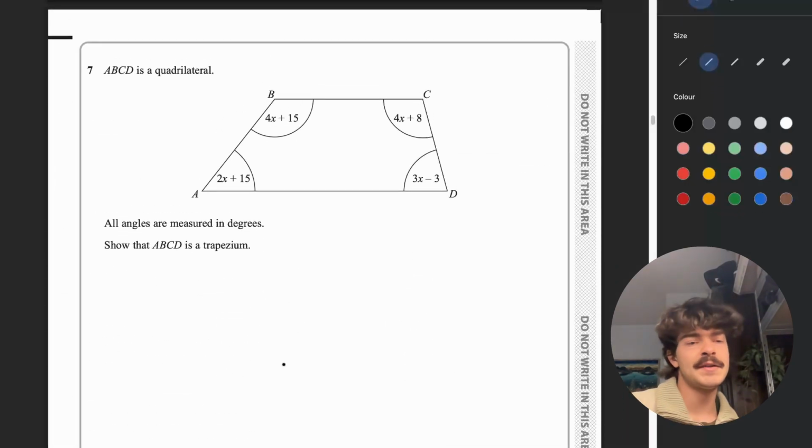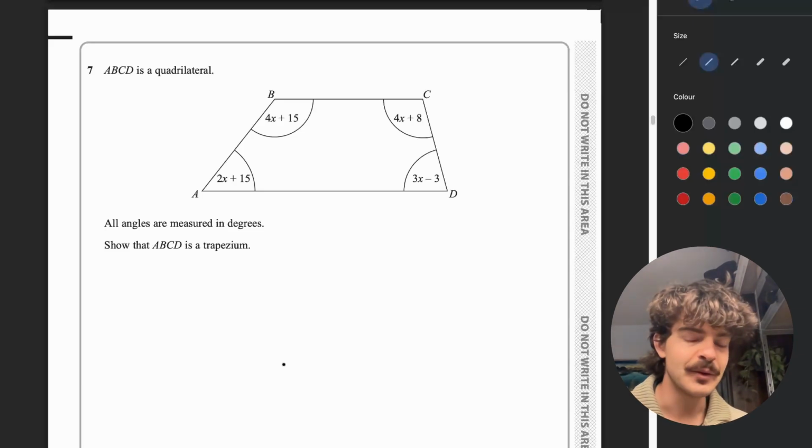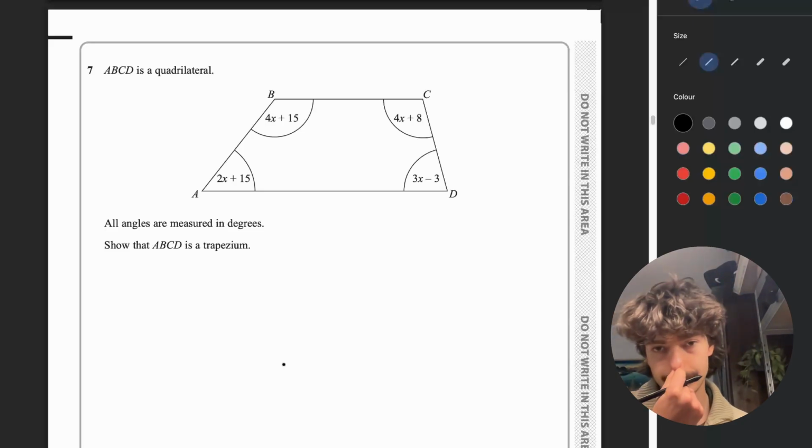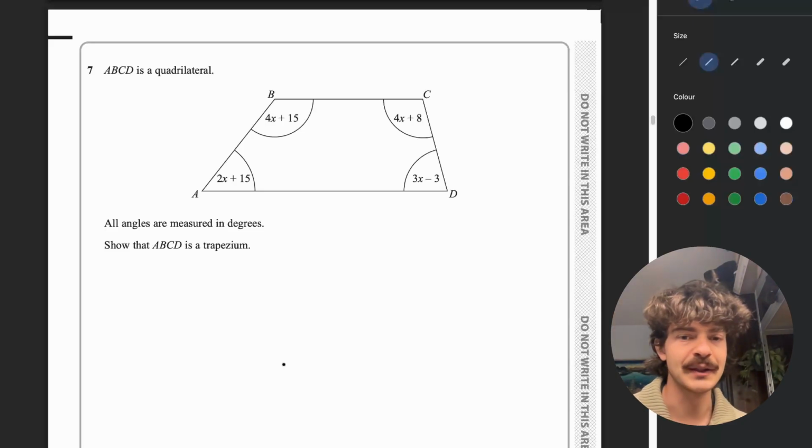Okay. On to question 7. ABCD is a quadrilateral, 4-sided shape. All angles are measured in degrees. Show that ABCD is a trapezium. Cool. So, how are we going to go about doing this?